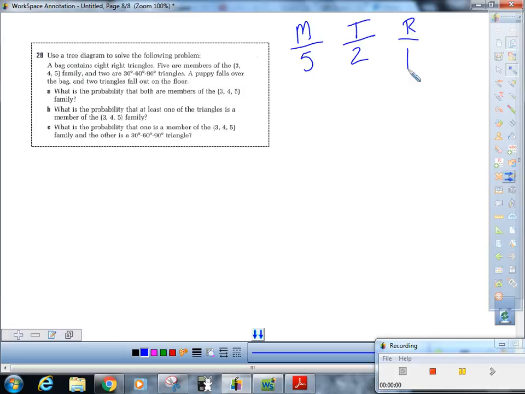And 2 of the triangles fall on the floor. What's the probability that both are members of the 3, 4, 5 triangle? So here is your tree diagram as they state. The chances of you pulling an M on the first one is 5/8. A T is 1/4, which is 2/8, and an R is 1/8.